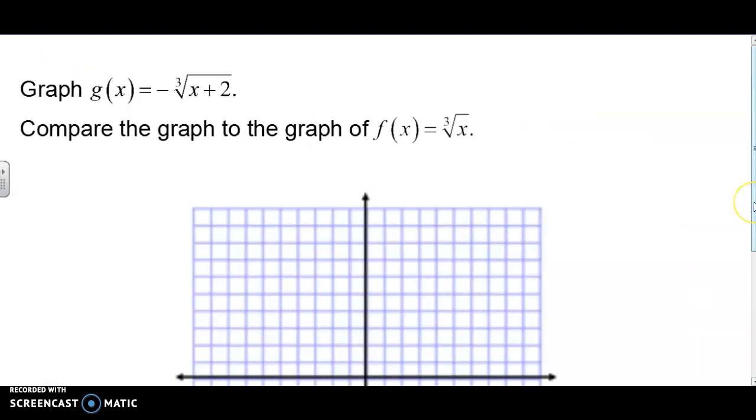Alright, now the next thing we're going to do here is there's a couple things happening. We have a reflection. So it says graph g of x equals the negative cube root of x plus 2. So why don't you guys give this a try, see what you get out of it, and press pause. When you're ready, press play, and we'll do it together.